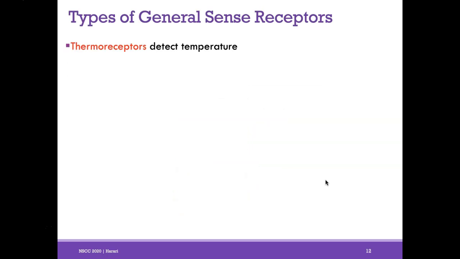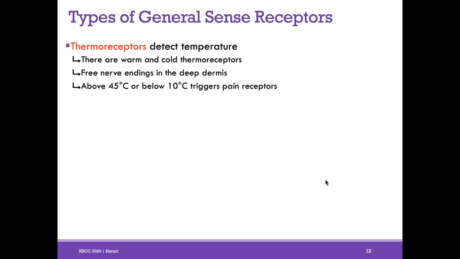So we'll talk about different types of general sense receptors first by the type of stimulus they detect. A thermoreceptor detects temperature. They respond to heat and cold. We have thermoreceptors that respond to cold and thermoreceptors that respond to heat. We have free nerve endings in the deep dermis that detect temperature. If it's above 45 degrees Celsius, then we feel burn. If it's below 10 degrees Celsius, we feel like frostbite. So that's the pain receptors in response to thermoreceptors.